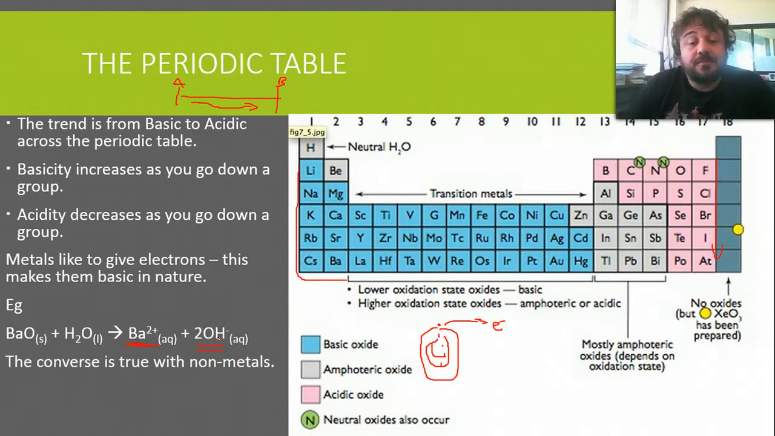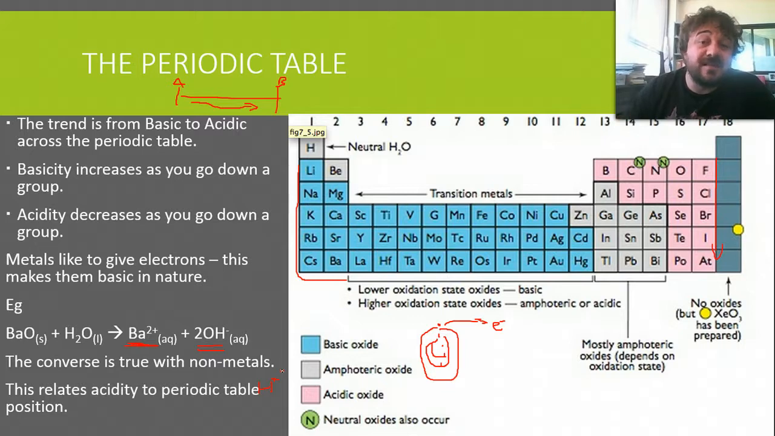Okay. The converse is also true with non-metals. Over here we've got fluorine, and it needs one electron, so it will quite happily take that from water to leave just the hydrogen ion there, which has given up its electron. That's why it's got that positive charge. So this is how acidity relates to the position on the periodic table.